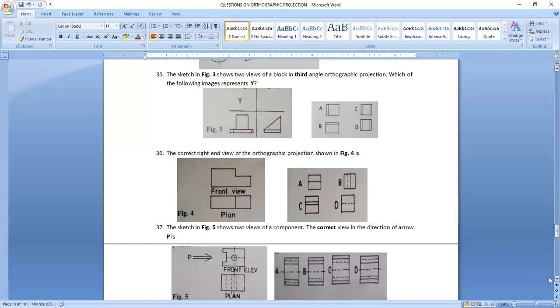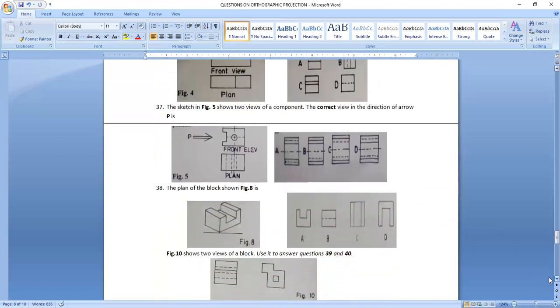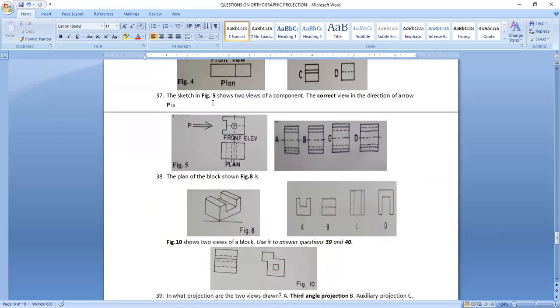Then we move to question 37, in which the sketch in figure 5 shows two views of a component. The correct view in the direction of arrow P is, so we are looking at the object in this direction, and this is the front elevation and this is the plan. It means that these views are given in first angle orthographic projection.